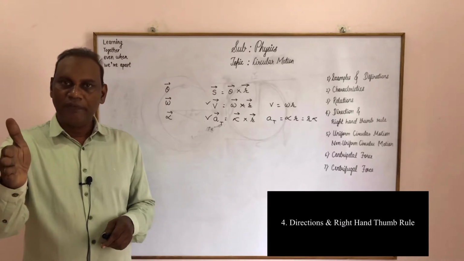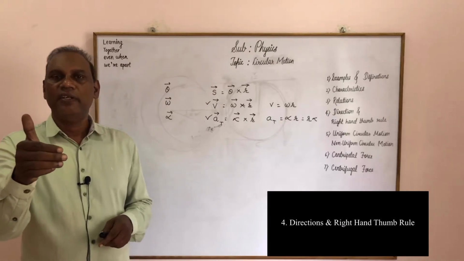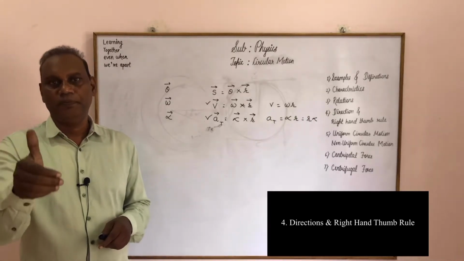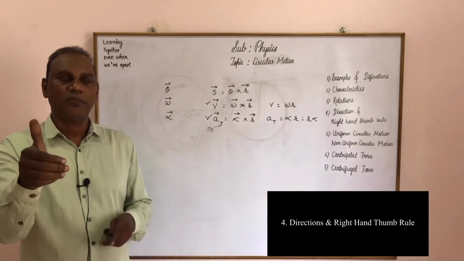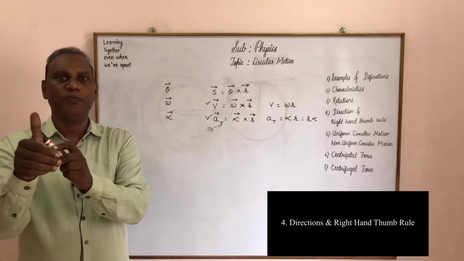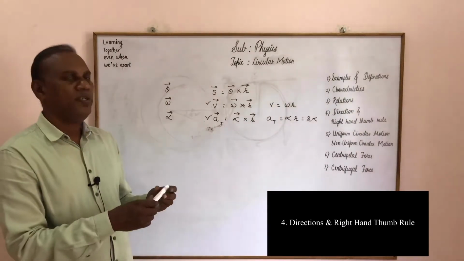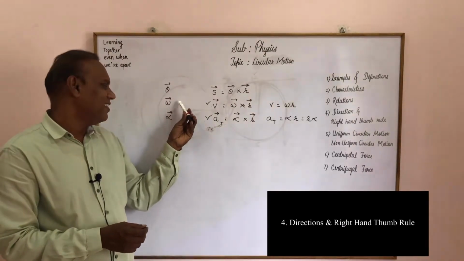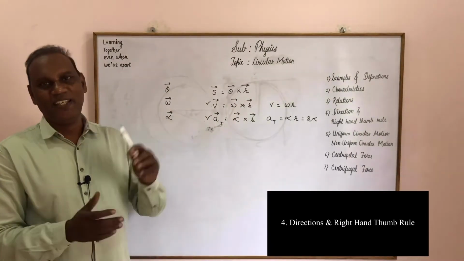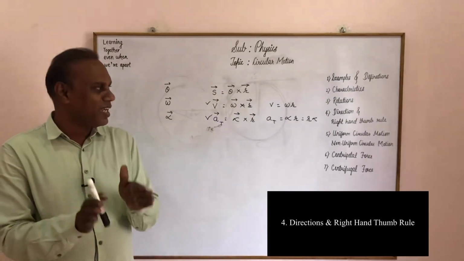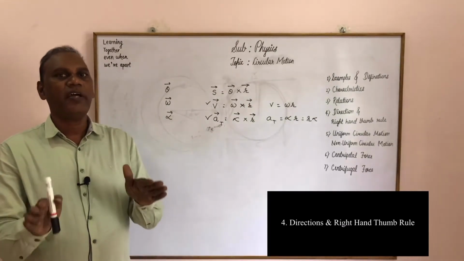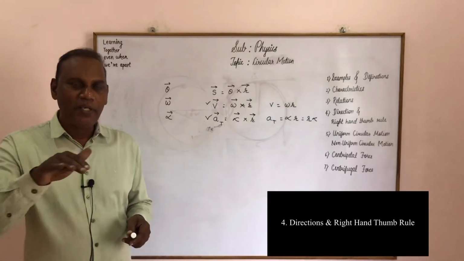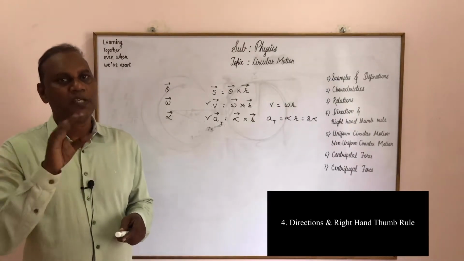Curl the fingers of the right hand in the sense of rotation and outstretch the thumb. This outstretched thumb gives the direction of angular displacement, angular velocity and angular acceleration. That is, its direction is along the axis of rotation, that is, it is perpendicular to the plane of a circle.